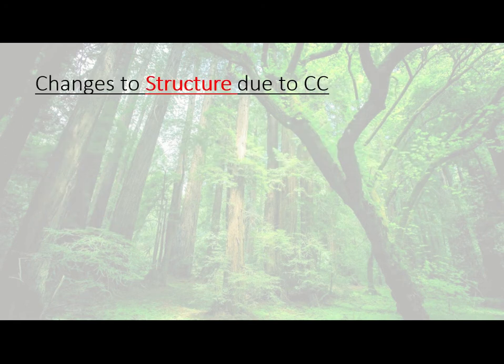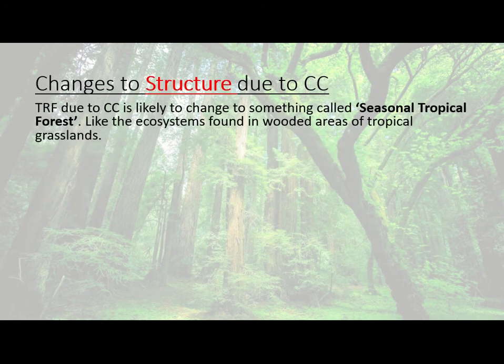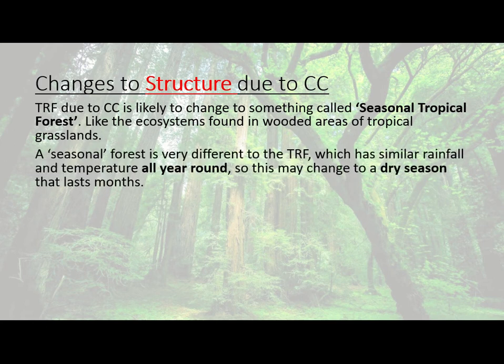So starting with the changes to structure, what's likely to happen to the tropical rainforest long term is that climate change will stop it being a tropical rainforest and make it a more seasonal tropical forest. So still in the tropics, but seasonal means that it has a drier season and maybe a wetter season, or a period of time where it doesn't rain. And that's not normal for a rainforest, hence why they're called rainforests. So a seasonal forest is different because there may be a dry season that lasts even months in some cases, and that is bad news because the species aren't adapted to survive it.